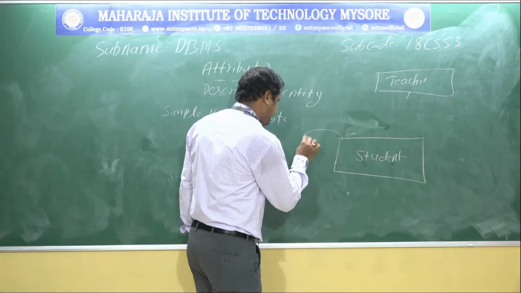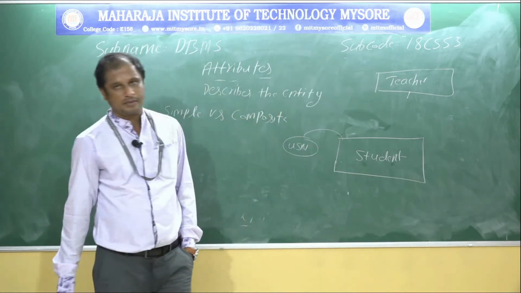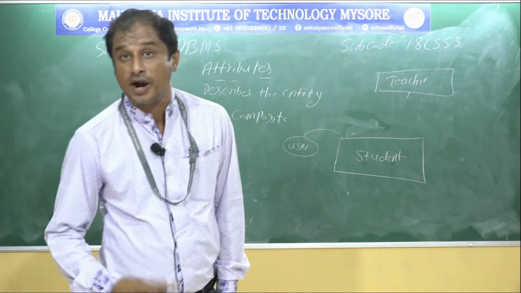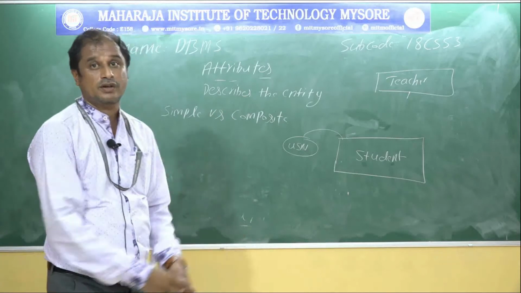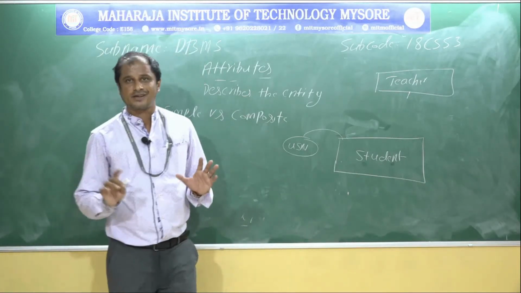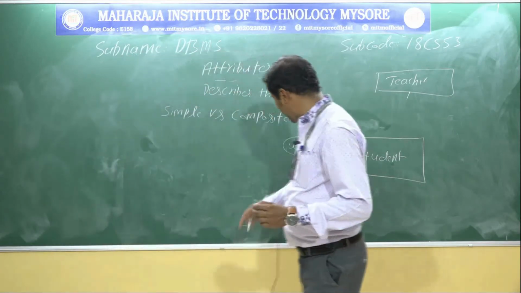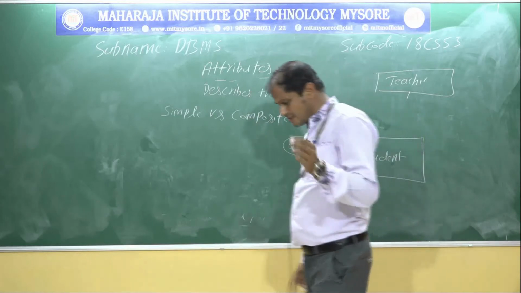So I will tell you, USN is a simple attribute. USN cannot be divided further. So there is no USN1, no USN2, no USN3. It is only USN. You have only USN, a simple attribute.